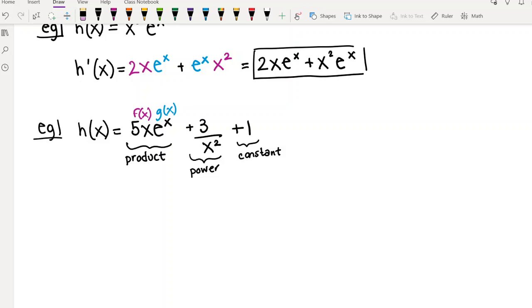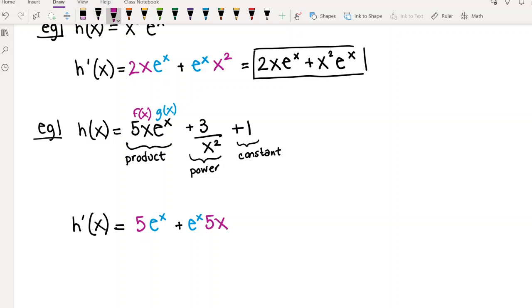Okay, so let's go for it. Let's try to find our derivative here. For the product rule part, we're going to apply the product rule again. We start by taking the derivative of 5x. The derivative of 5x is just 5. Then we just leave e to the x as it is and multiply with that. And then next we take the derivative of e to the x, which again is just e to the x, and we multiply that with 5x, our original function.